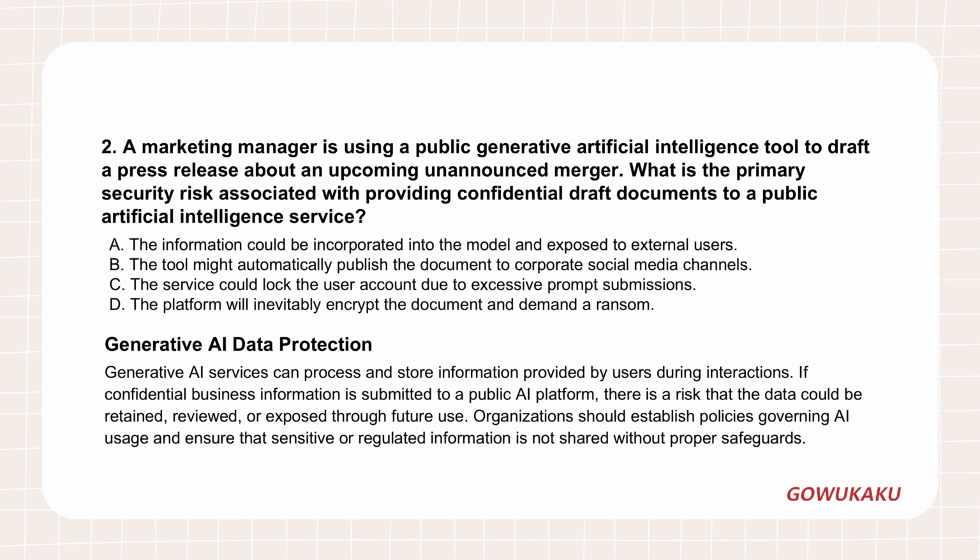Question 2. A marketing manager is using a public generative artificial intelligence tool to draft a press release about an upcoming unannounced merger. What is the primary security risk associated with providing confidential draft documents to a public artificial intelligence service? The correct answer is A. When confidential data enters a public generative AI, it might be stored, processed and used to train future models according to that provider's policies.